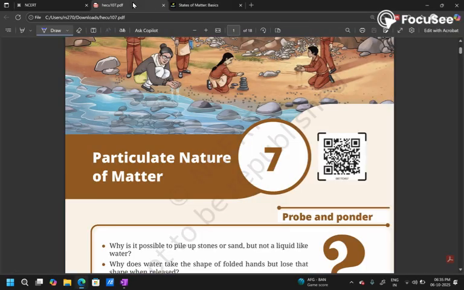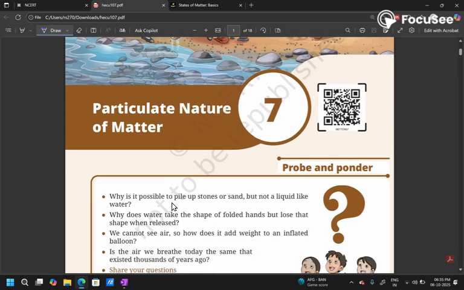Now, chapter number 7 is the particulate nature of matter. So this chapter primarily focuses on what exactly is matter and what is the nature of matter. So matter, as we know, is anything that occupies space and has its own weight. That is, it has some mass and it occupies a space. So matter can be anything. It can be solid, liquid or gas, as we know from a basic understanding.